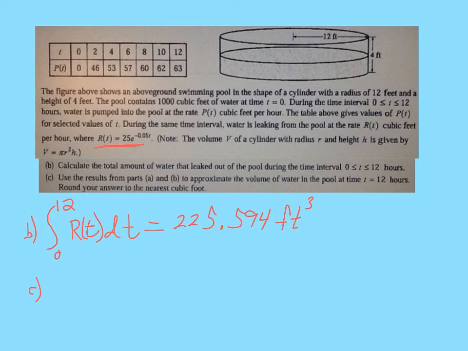How about C? Well, C, now we want to approximate the volume of water that's actually in the pool at 12 hours. So we've added some, some has leaked out. Now, remember up in the question that we were told that it contained 1,000 cubic feet of water at time 0. So when it started, there was 1,000 cubic feet of water. Now, over the 12 hours, we pumped in 660, but this leak has leaked out 225.594. So this is just a little algebra. Let's just add all of those together.